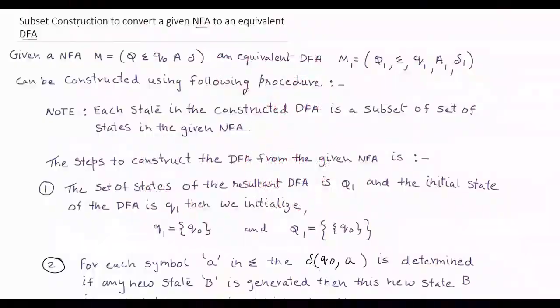So we are going to see a technique called the subset construction technique. Now this subset construction technique is basically used to convert a given NFA to an equivalent DFA. Now in the previous lecture we had seen an algorithm that converts a given NFA to DFA. Here we are going to see how a given NFA can be converted to DFA.